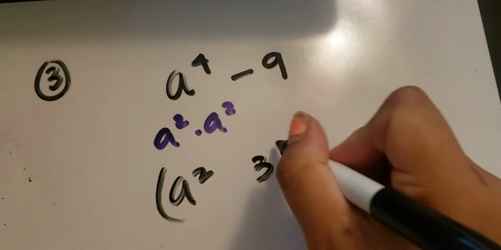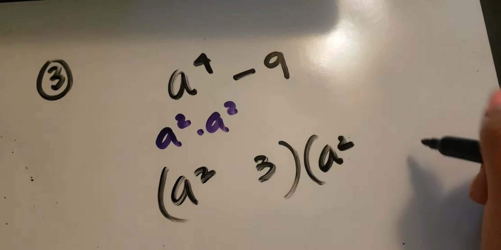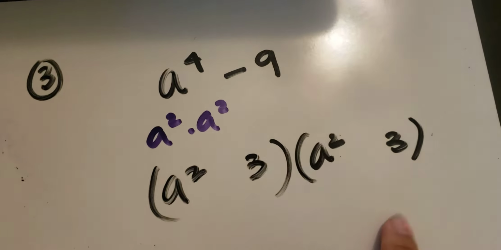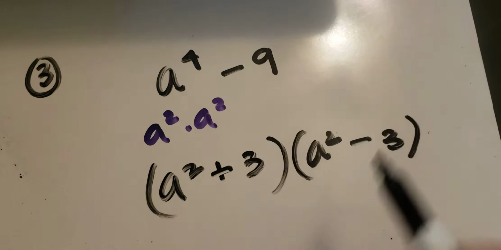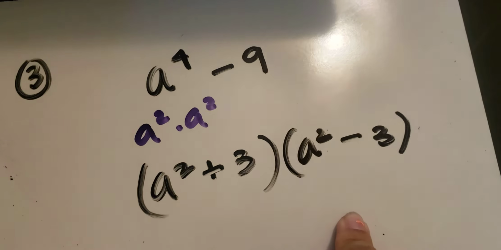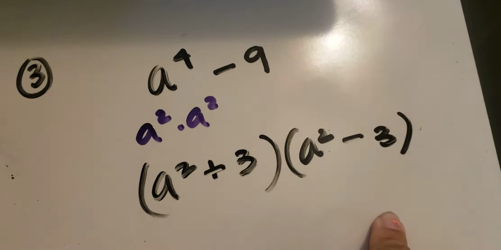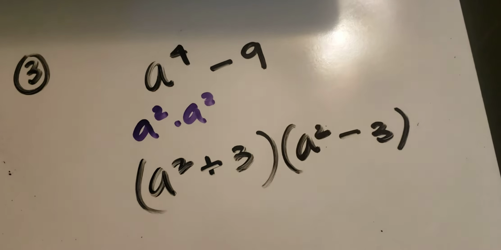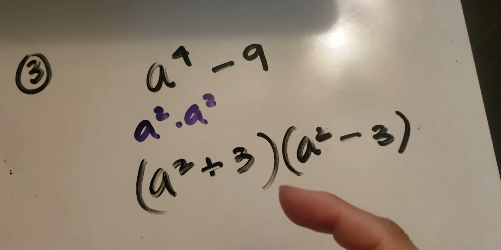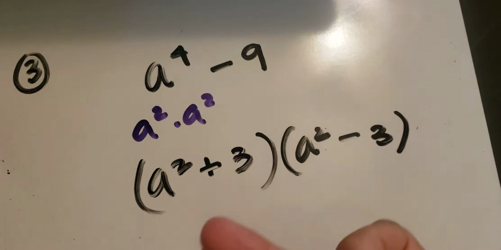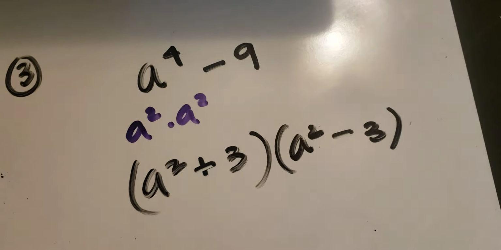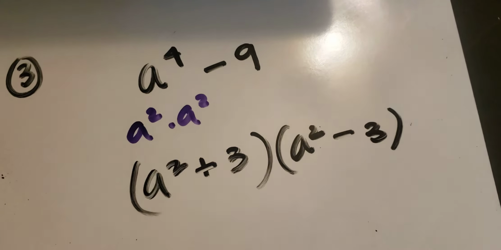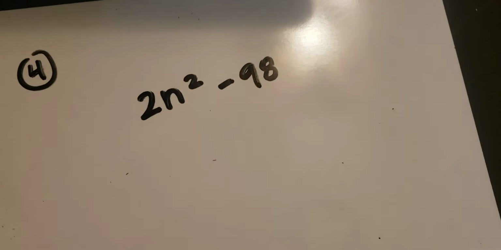So my two factors will be a squared and 3, but I want one of them to be plus and one of them to be minus. By the way, the order doesn't matter. I could do the minus here or the plus here, okay? That doesn't matter, okay? And it'll save you some time, and it'll save you work, okay? And you can do it a lot faster this way, okay? All right, awesome. Let's do another one.